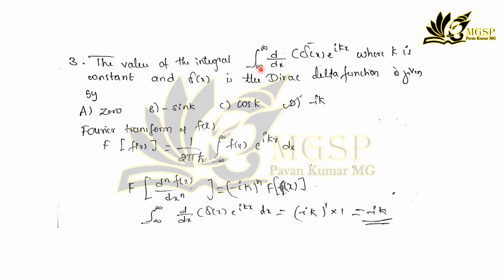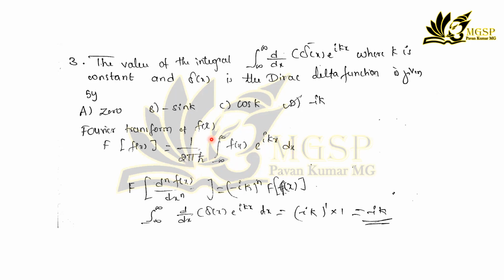Next comes question number 3. The value of the integral from minus infinity to infinity of dx by dx del phi del of x e power ikx, where k is the constant and delta x is the Dirac delta function. You can see this is the Fourier form, because e power ikx gives the hint about the Fourier transformation. f of x is equal to 1 by 2 pi, integral from minus infinity to infinity of f of x e power ikx dx.